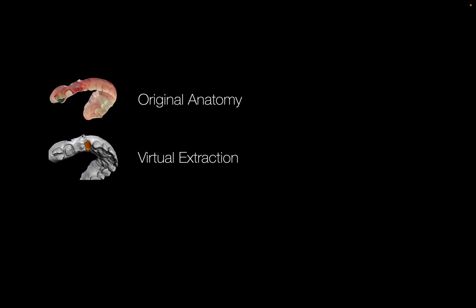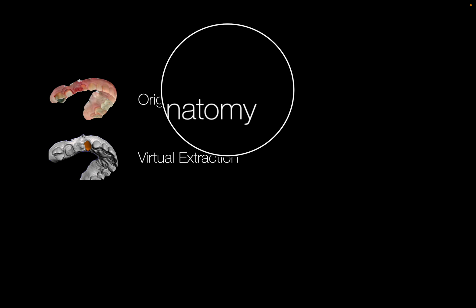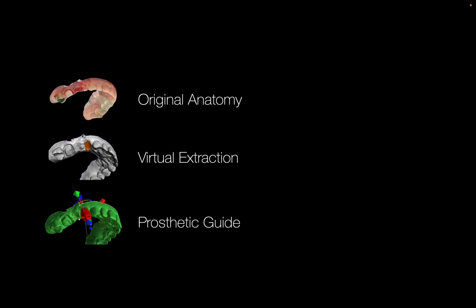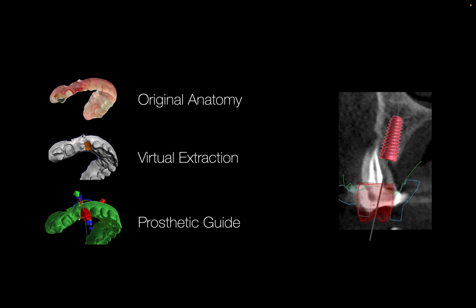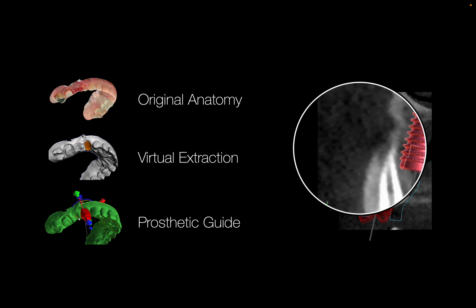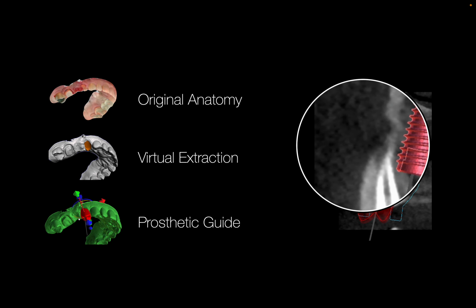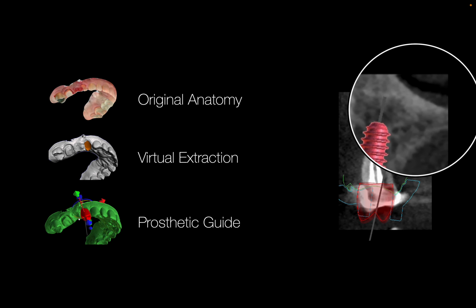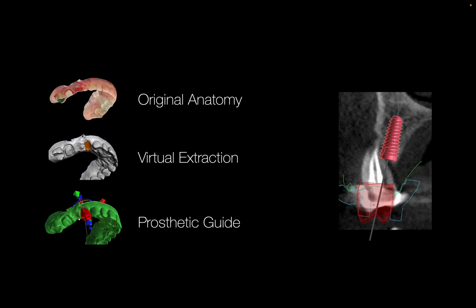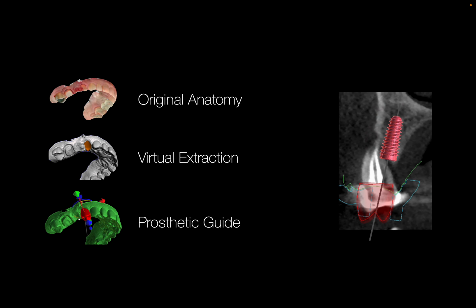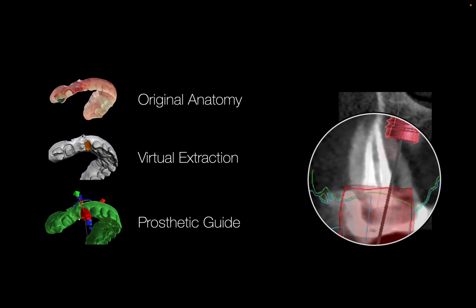So we have original anatomy, right? We have a virtual extraction. We have a prosthetic guide as well. We all do this. And then we have a planning to engage the bone. Even in areas where I have a lack of buccal plate, if this is a 2B socket, as we have seen in previous master classes, this can be predictably regenerated, but always following the prosthetic guide, you see?